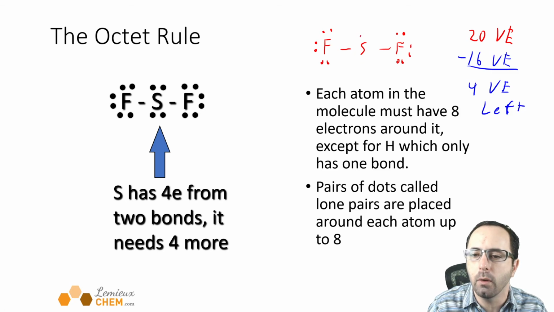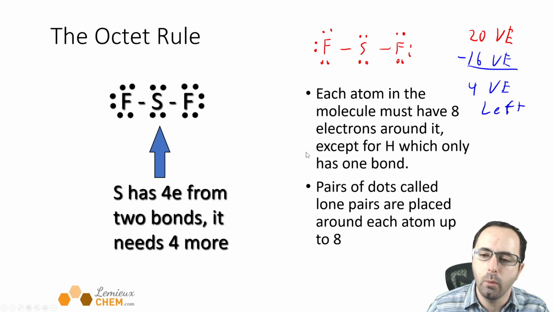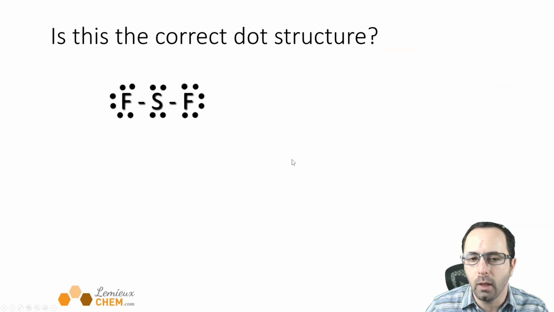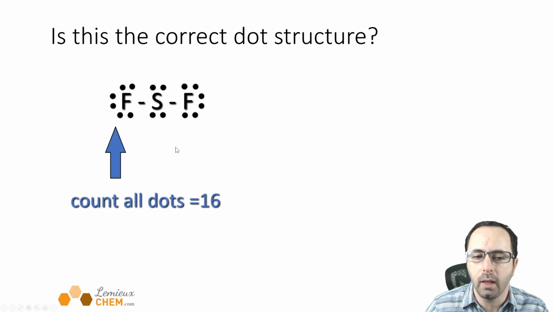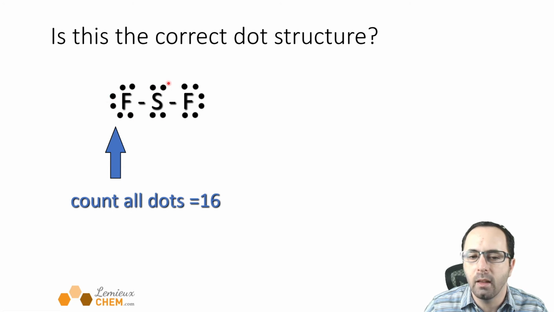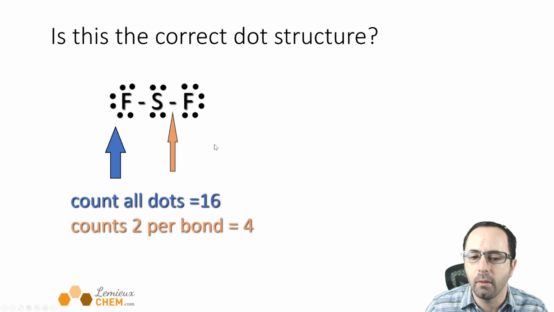And so we do. And then we get that final structure that we see here. Now that we're all done, we can count that everything has worked out okay. So let's look at this. Is this the correct structure? We're going to count all of the dots here. So 2, 4, 6, 8, 10, 12, 14, 16. 16 from the dots. Okay.